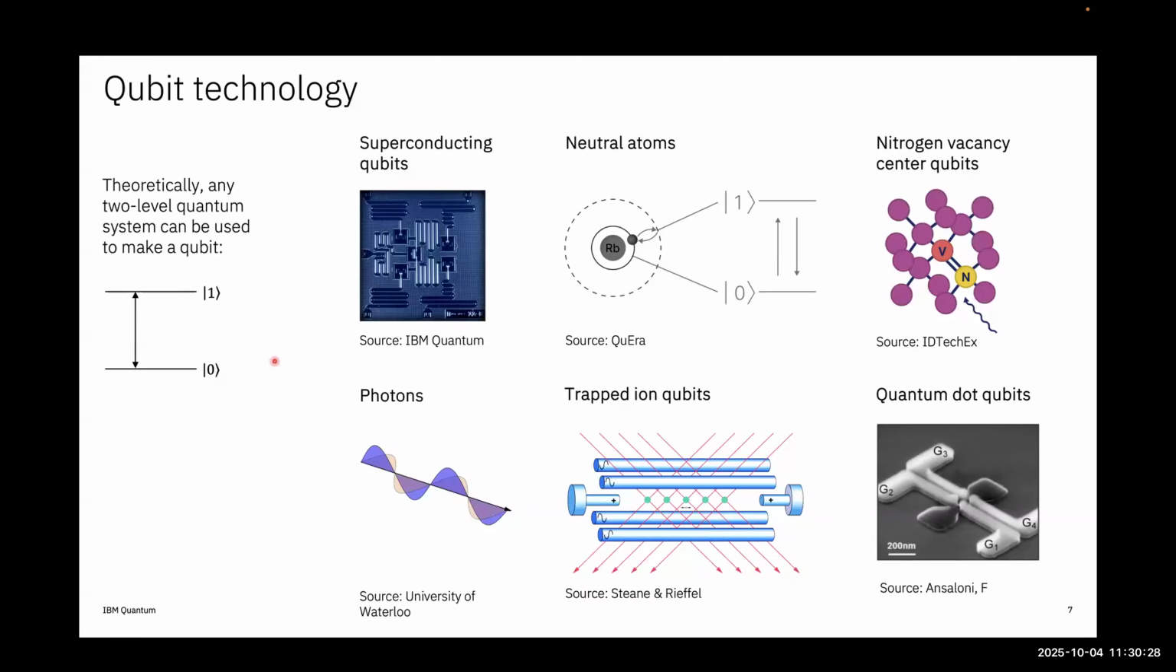The main thing is we want a two-level quantum system to make a qubit. Many people have ideas on how to achieve that, and each of them has advantages and disadvantages. We have neutral atoms, trapped-ion qubits, photons, quantum dots, and NV center qubits. But since I'm an IBM Qiskit advocate and work directly with superconducting qubits, I'm going to focus on superconducting qubits.